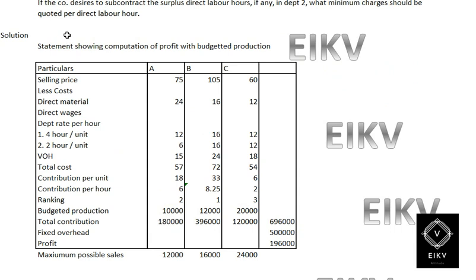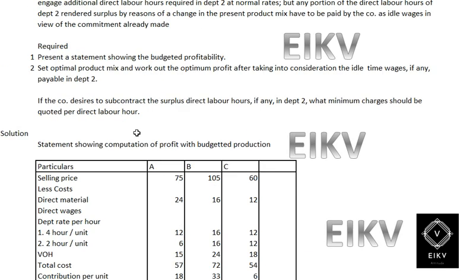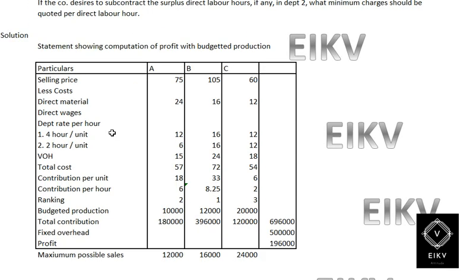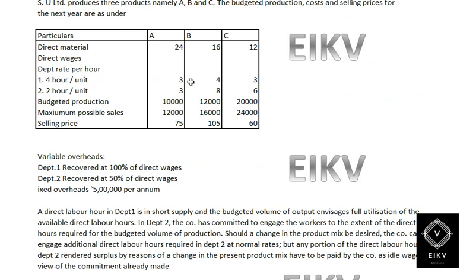So guys, I'm going towards the solution. First, statement showing computation of profit with budgeted production. In this solution, a table which contains 5 columns: particulars, A, B, C and a total column. Then we have the selling price, 75, 105 and 60. Less cost: direct material 24, 16 and 12. Direct labor hour is 4 per unit, and it should be multiplied with the hourly rate, that is 3, 4 and 3.